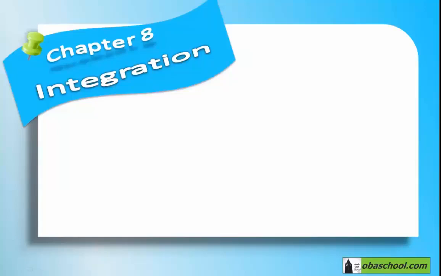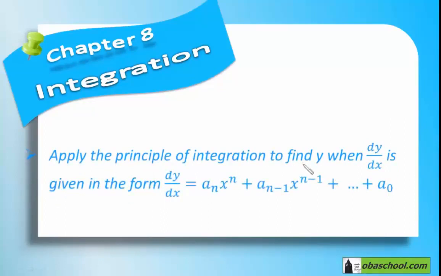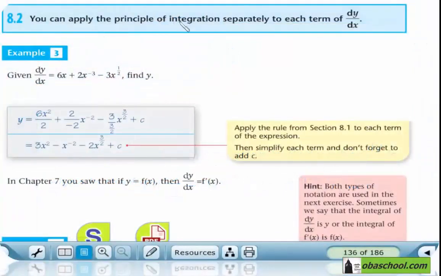In the second tutorial of section 8.2, where we are applying the principle of integration to find y when dy by dx is given in the form of dy by dx equal to a_n multiplied by x to the power n plus a_(n-1) multiplied by x to the power n minus 1 plus, and so on, plus a_0. Then you can apply the principle of integration separately to each term of dy by dx.